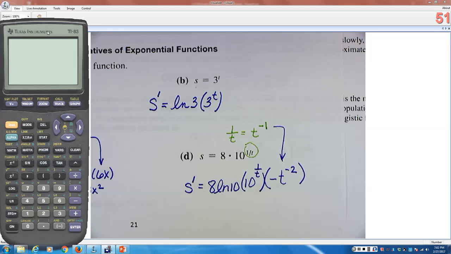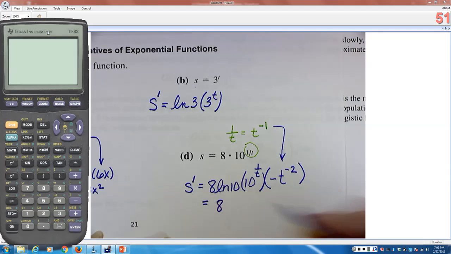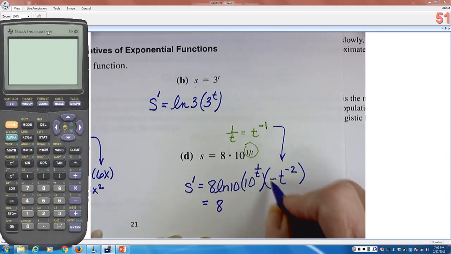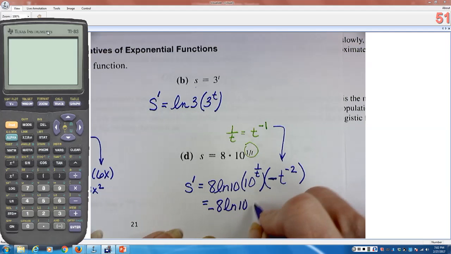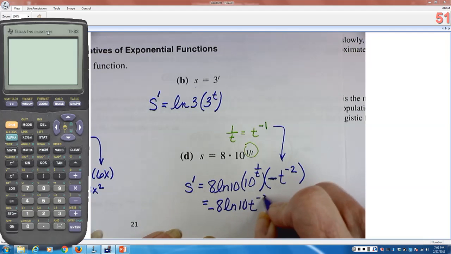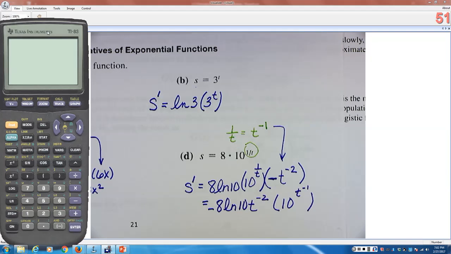And you can rearrange the terms if you want to. You could write it as 8. In fact, put the negative here in front, negative 8, ln 10, t to the negative 2, times 10 to the t to the negative 1 if you want to, or 1 over t, it doesn't matter, that's all the same.